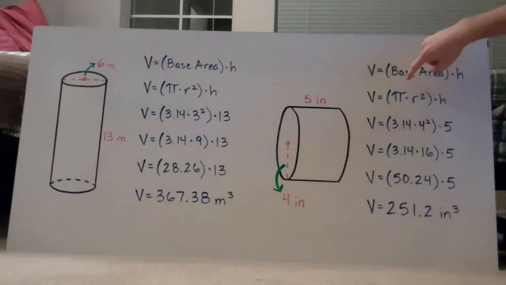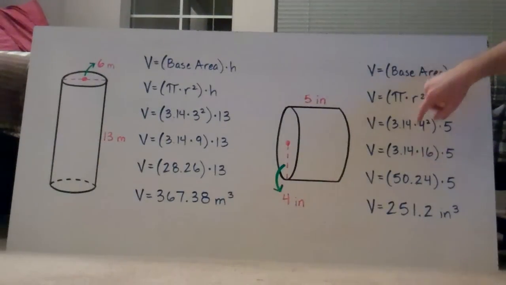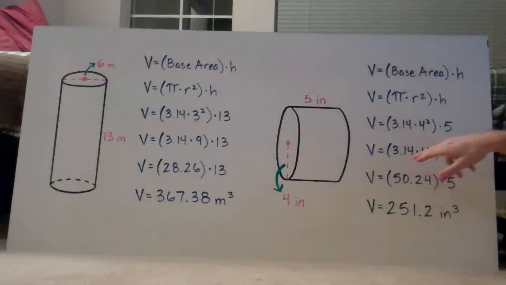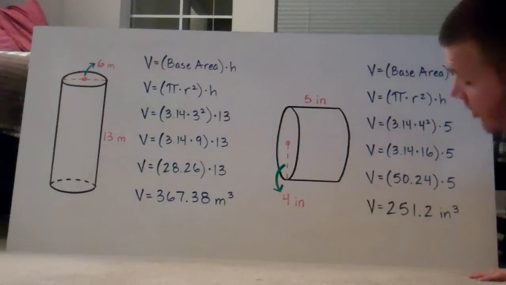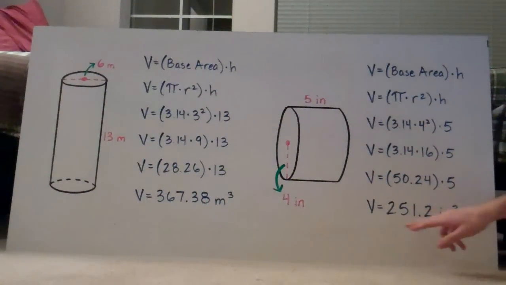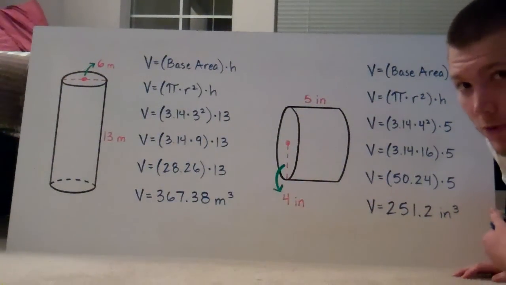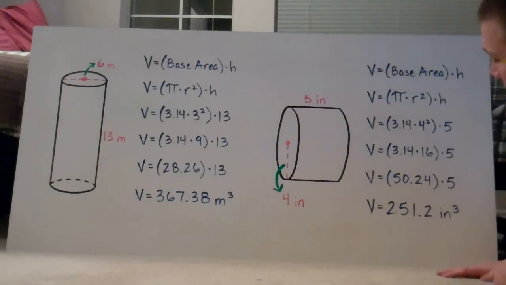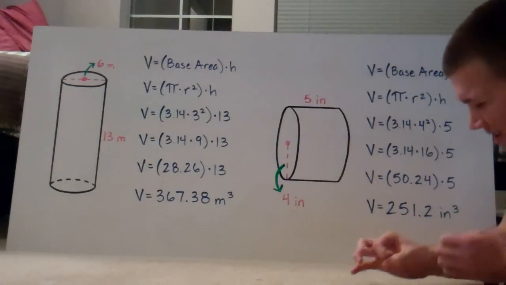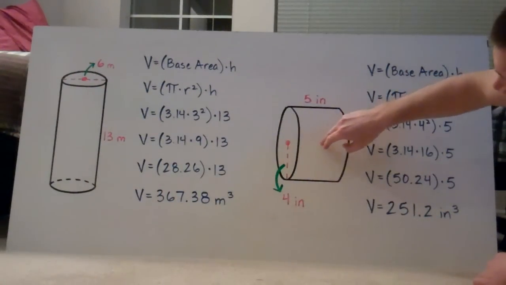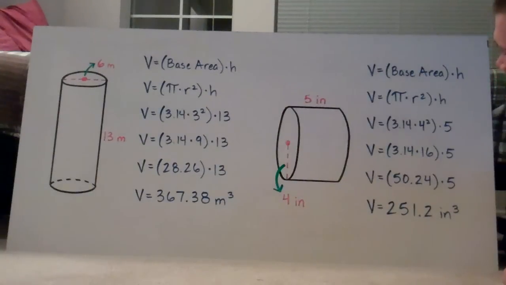So pi is 3.14. The radius is going to be 4 inches. And the height is 5. So, 4 squared is 16. Pi times 16 is 50.24. And 50.24 times 5 gives us 251.2 cubic inches, or inches cubed. That means that 251.2 cubic inches, little cubes, 1 inch by 1 inch by 1 inch, would fit inside of that cylinder.